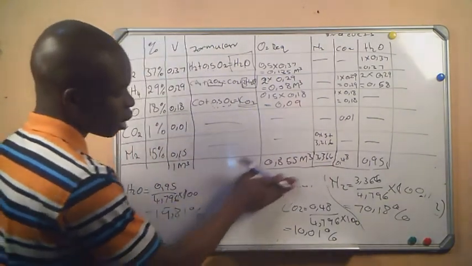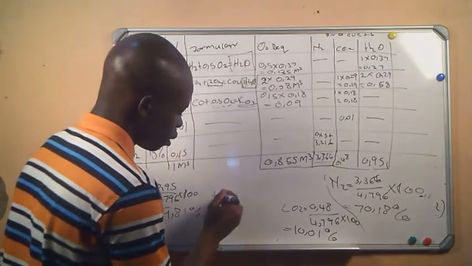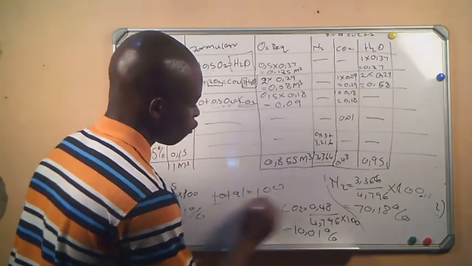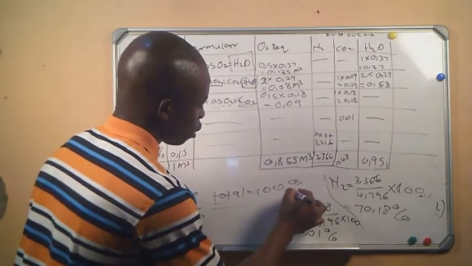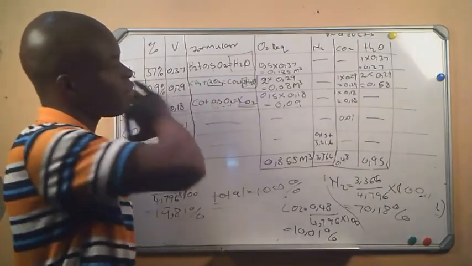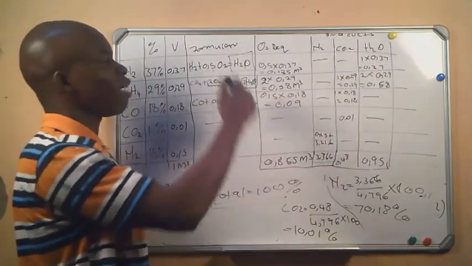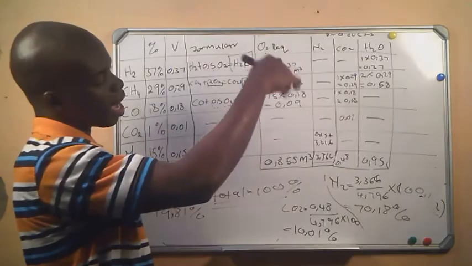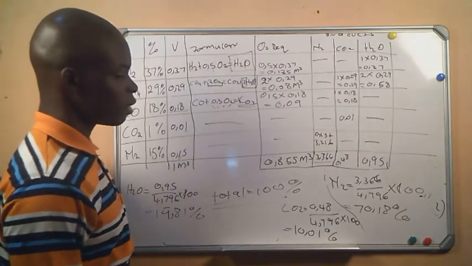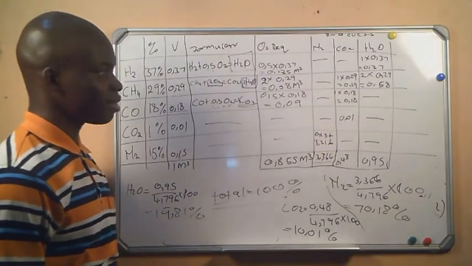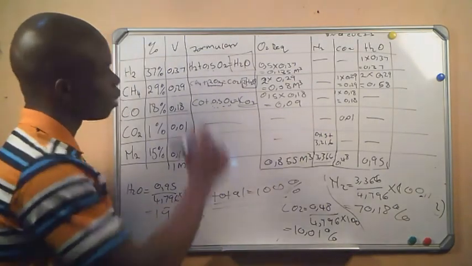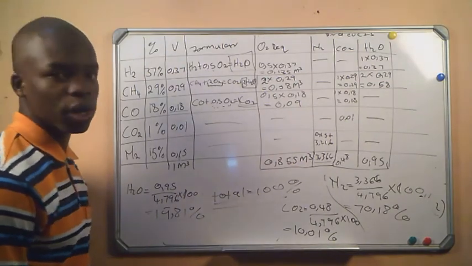And then at the end, the total must be 100. Don't forget to write this. There are marks for writing this. So you must write everything in this table, because everything has a half mark. Do not leave anything. So this is basically how we go about answering combustion of fuel by volume questions.